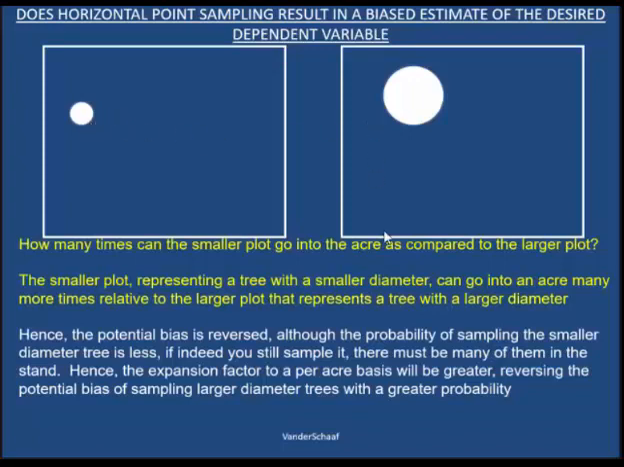So what is the blow-up? How many times can this smaller plot go into the acre as compared to the larger plot? Remember, with variable radius, point sampling, horizontal point sampling, angle gauge sampling, whatever term you want to use, larger diameter trees have larger imaginary plots relative to smaller diameter trees. And we want that. We want a greater probability of sampling this larger diameter tree than the smaller diameter tree.